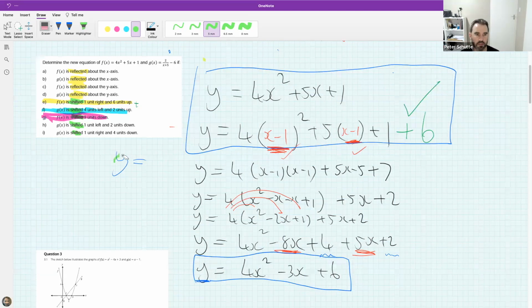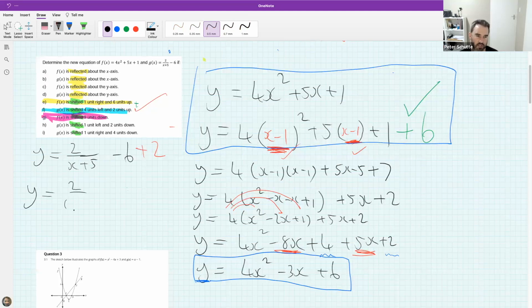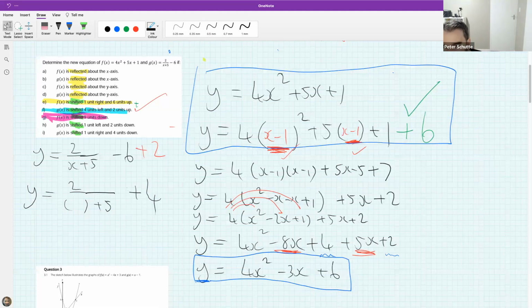Okay, so what about the blue one? What are we going to get for that? So 2 units up feels like I should just add a +2. Then 4 units left is a bit trickier though. So what am I going to do to take this thing 4 units left? Now there was a +5 there, and I'm not guessing actually, but I should get a +4 there. What do I need to do in that bracket?